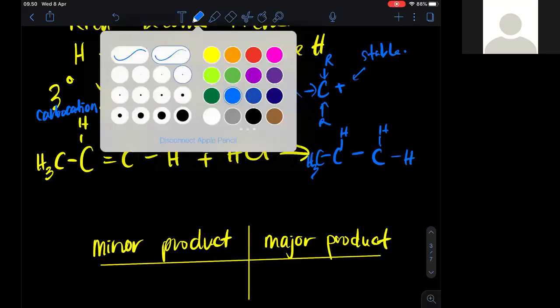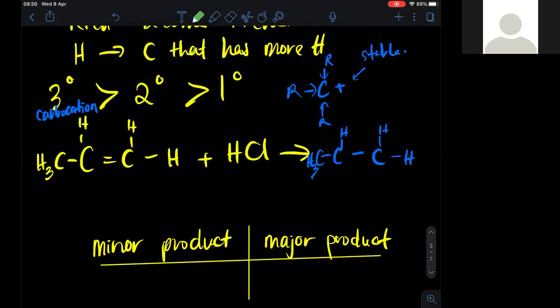So where do I actually put the hydrogen? The hydrogen will go to the carbon that has the most hydrogens directly attached to it. Here you see 1 and 2. Here there is only one hydrogen directly attached to the carbon. So the hydrogen will come over here, then the Cl will go over here.